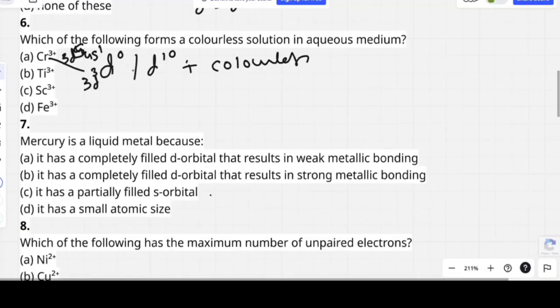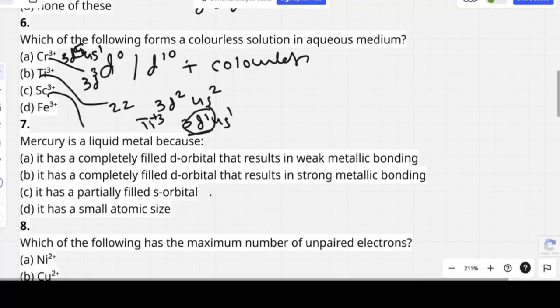Then I move to titanium. The atomic number of titanium is 22. So it has 3d2 4s2 electronic configuration. For titanium plus 3, it has 3d1 4s0. It contains 1 electron, so it is colored.